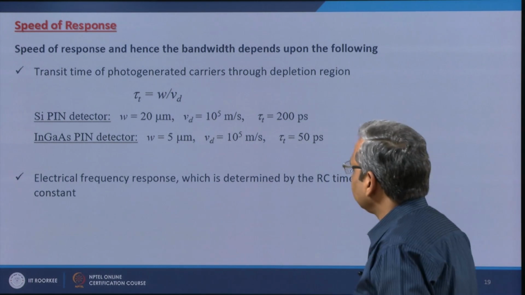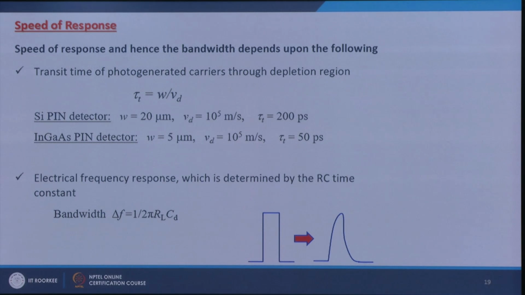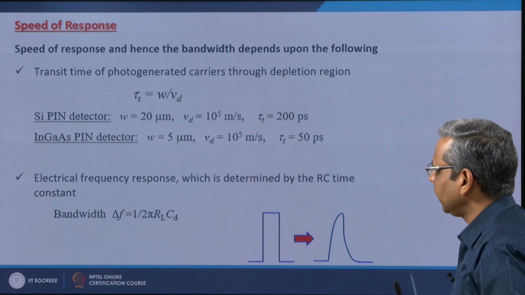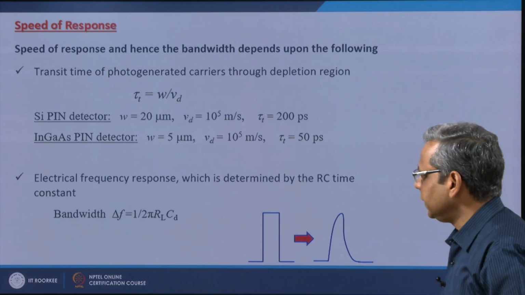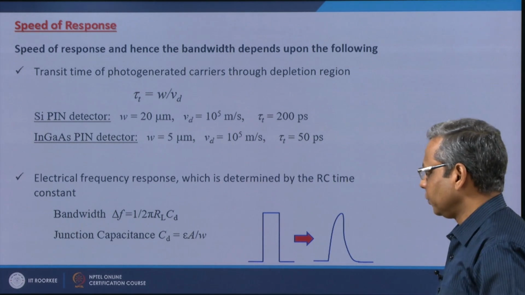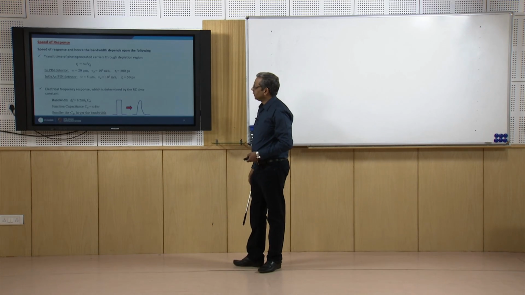And the electrical frequency response is determined by RC time constant, because if you incident this optical pulse, then the electric pulse will follow this, because there would be finite rise time and finite fall time, which depends on RC. So, the bandwidth would be limited by RC time constant and is given by 1 over 2 pi R L C D. R L is the load resistor, C D is the junction capacitance. Junction capacitance is given by epsilon A over W. So, of course, smaller the junction capacitance, larger would be the bandwidth.